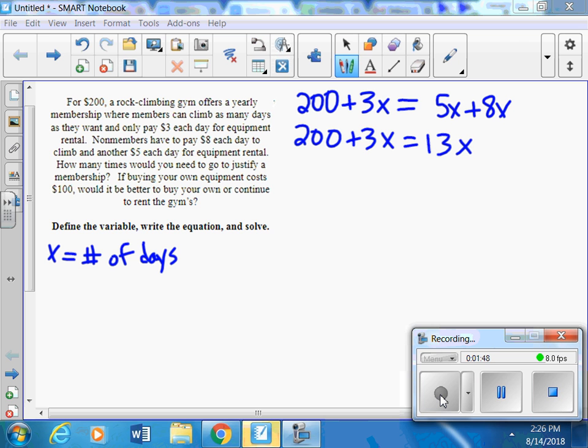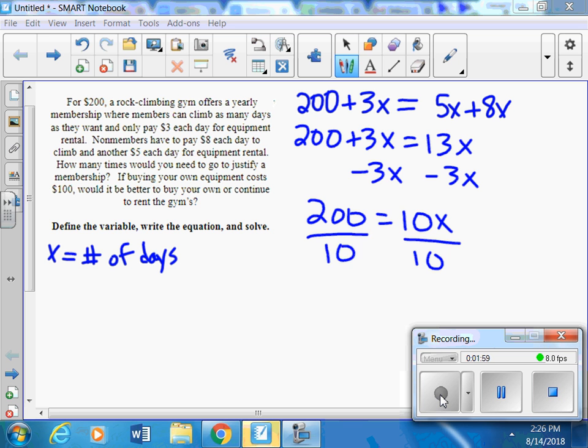13x. Then I'm going to subtract 3x. And we get 200 equals 10x. And then I'm going to divide by 10. And x will equal 200 divided by 10, which is 20. So that tells me at 20 days, the cost will be the same.